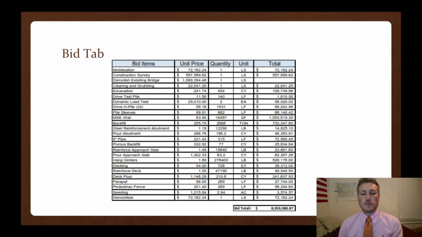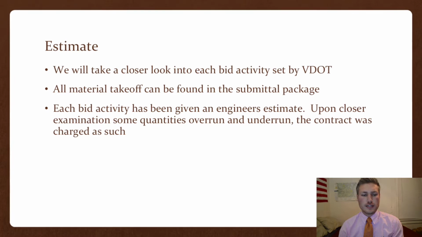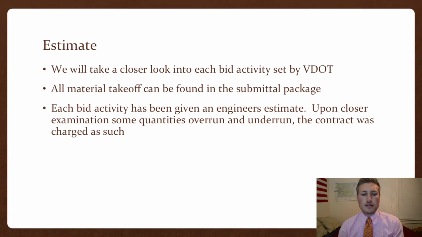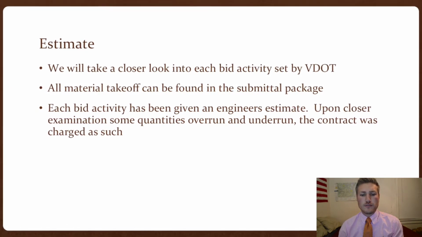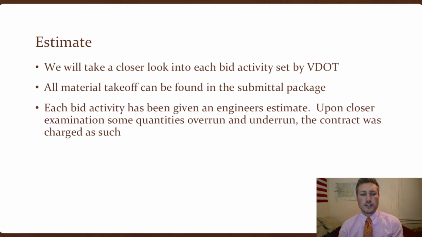This is the bid tab that will be turned into VDOT upon the bid due date. There are a couple lump sum items, and the rest are in cubic yards, linear feet, eaches, square footage, and so on. Each bid activity is broken down by these units and then multiplied by the amount of material for that bid item. Now we'll take a closer look at the estimate which I put together. You can also reference all my material takeoff, which can be found in the submittal package turned in on Blackboard.